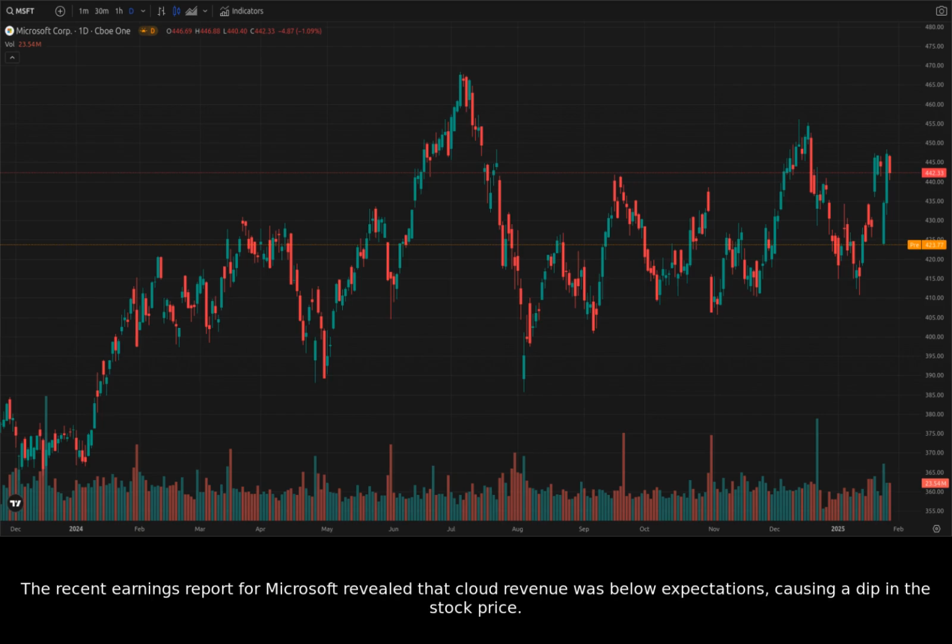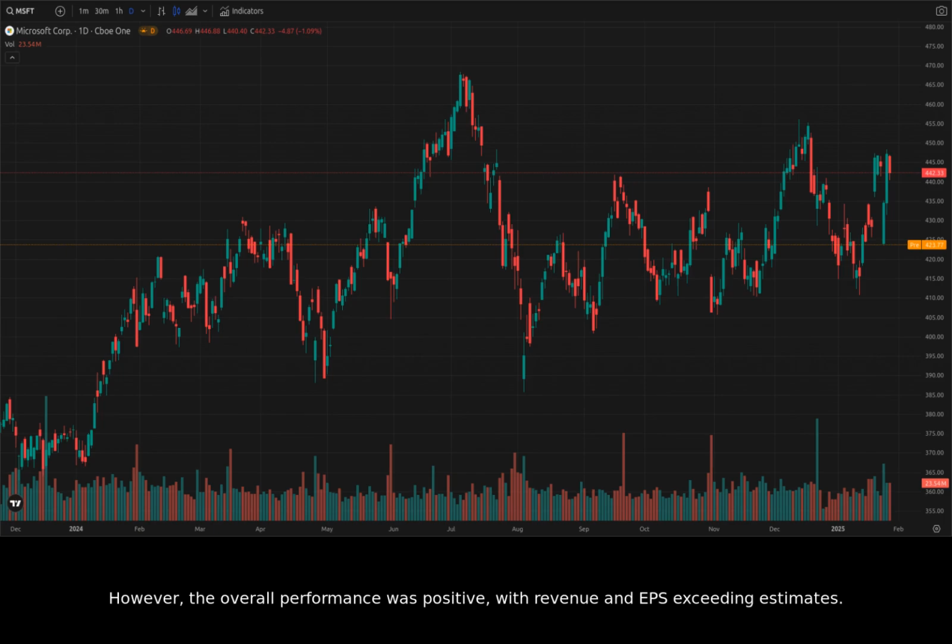The recent earnings report for Microsoft revealed that cloud revenue was below expectations, causing a dip in the stock price. However, the overall performance was positive, with revenue and EPS exceeding estimates. This mixed performance is reflected in the various price charts, which we will examine now. The initial price decrease from this news may be attributed to the focus of investors' short-term expectations. But the long-term outlook may still be positive due to the company's overall growth in revenue and EPS.